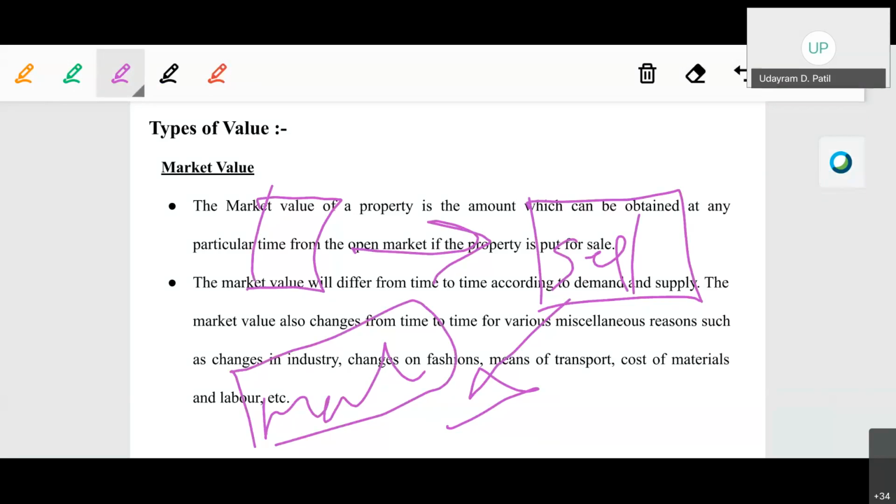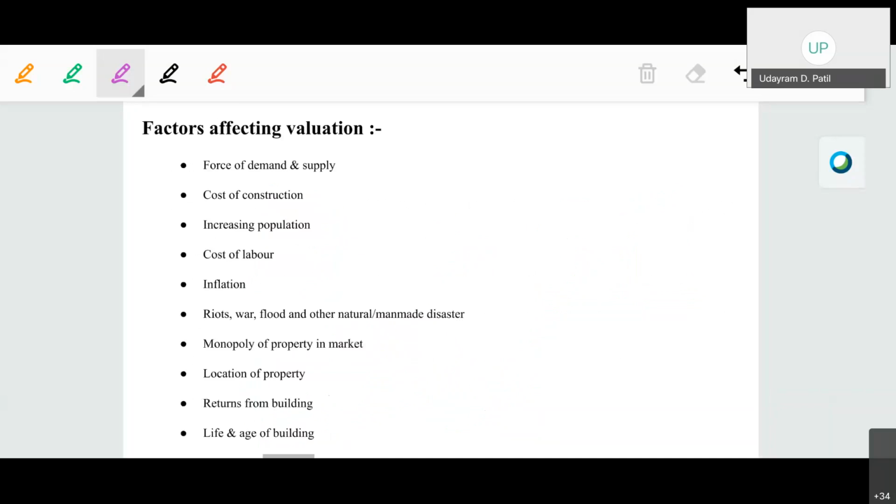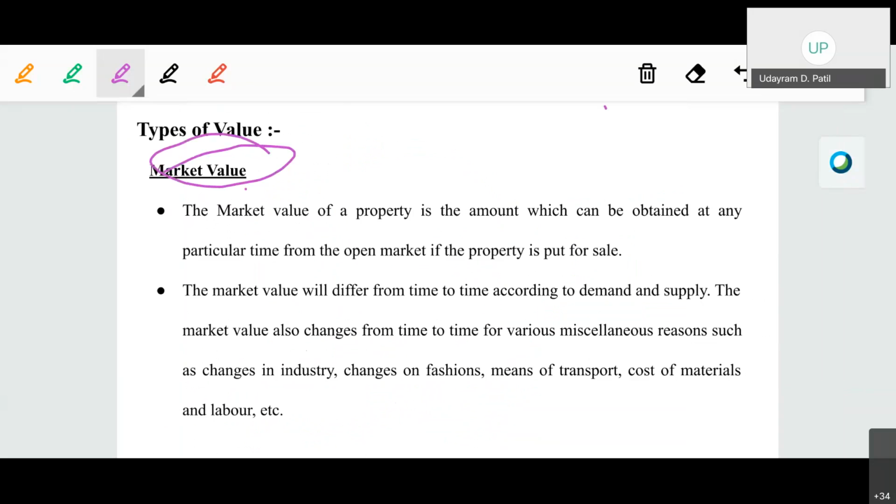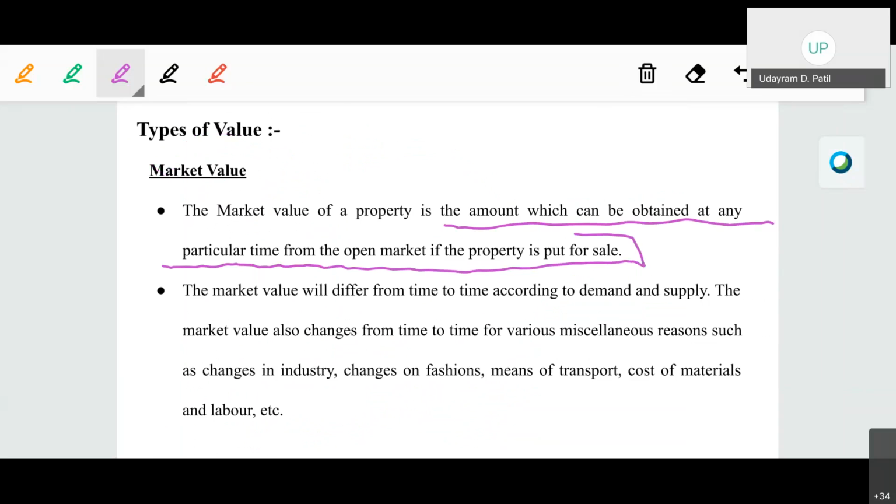Market value will be different depending upon the duration and upon the numerous factors we have already learned. The market value is the amount which can be obtained at any particular time from the open market if the property is put to sale. If I'm going to put that particular property up for sale, whatever amount it is going to fetch me is known as the market value of that particular property.